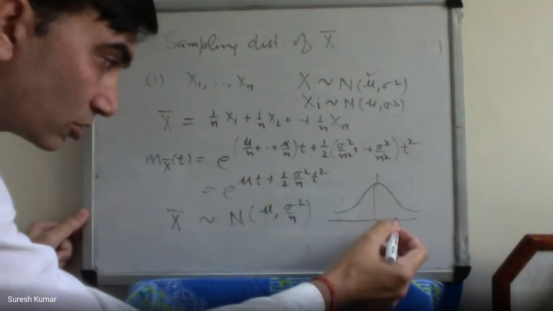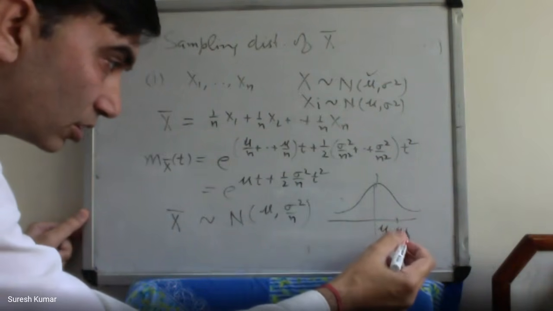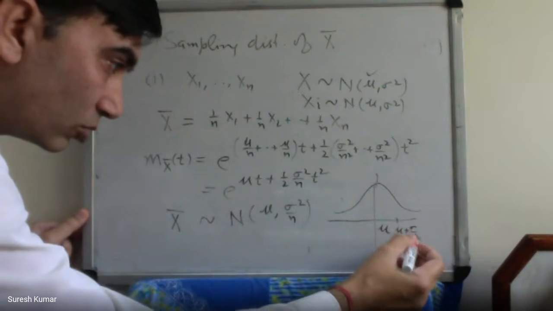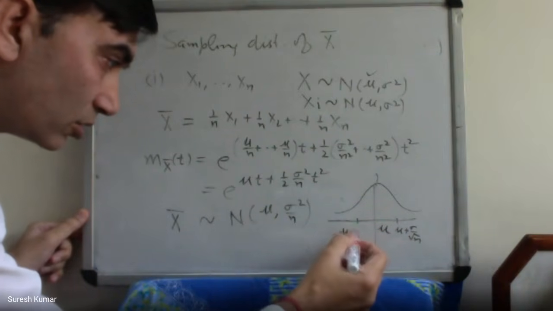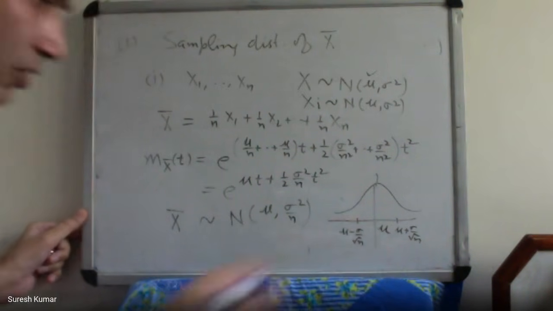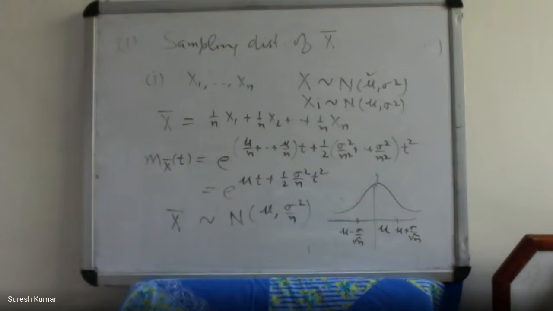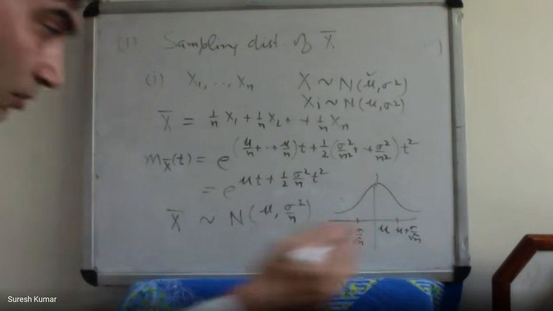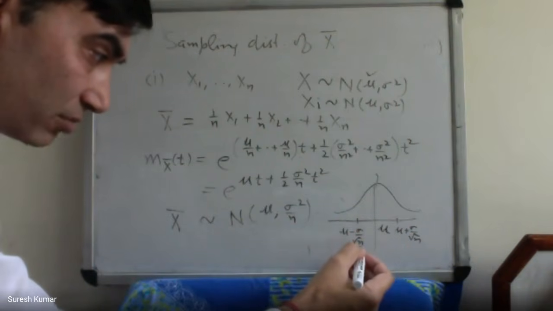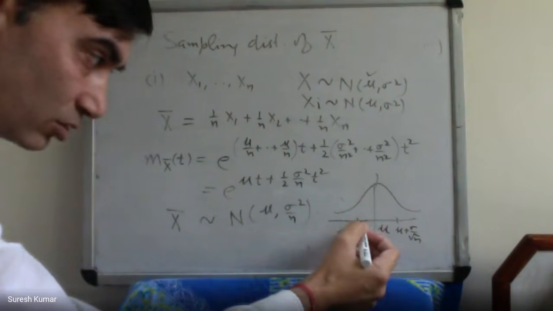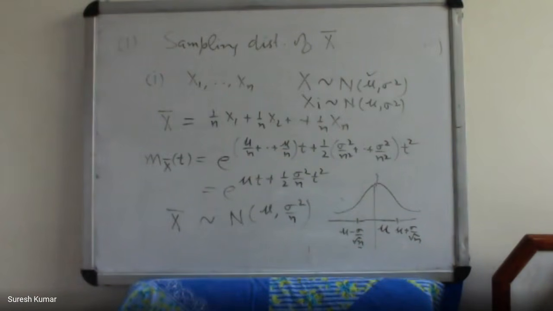So the standard deviation is sigma over root n. Let's say here you have mu plus sigma over root n, and this side mu minus sigma over root n. This is the one sigma interval for X bar. Now, as I increase the value of n, what happens? The length of this interval, which is 2 sigma over root n, decreases. It means as we choose larger and larger samples, the sample mean gets closer and closer to the population mean.